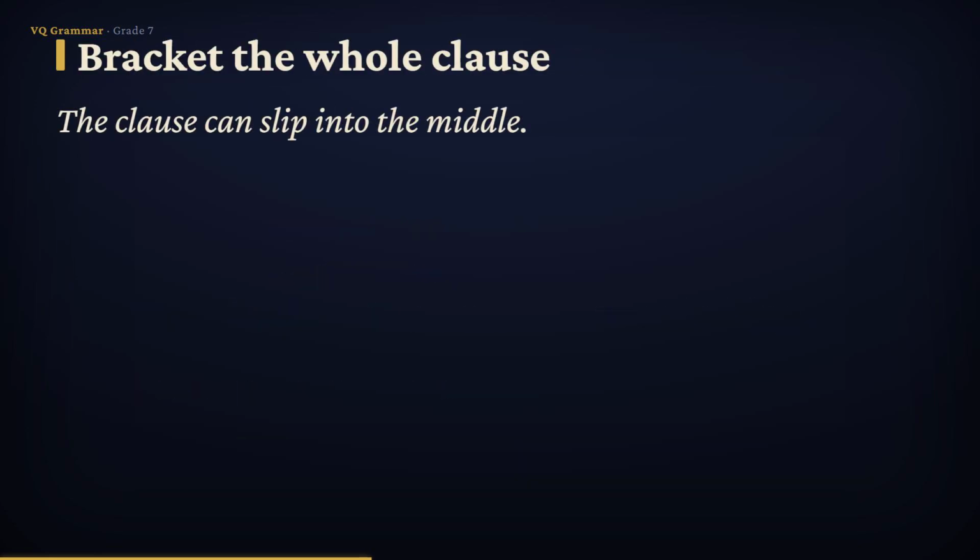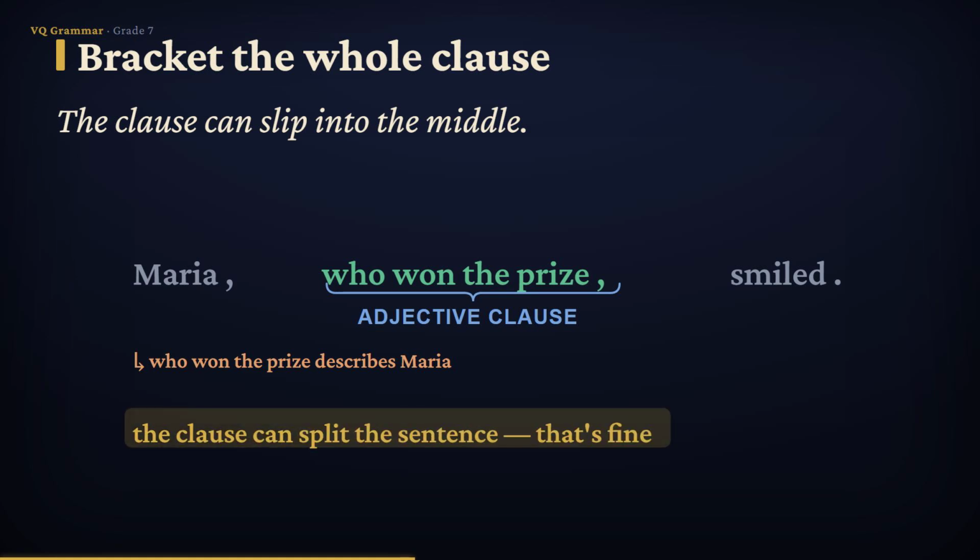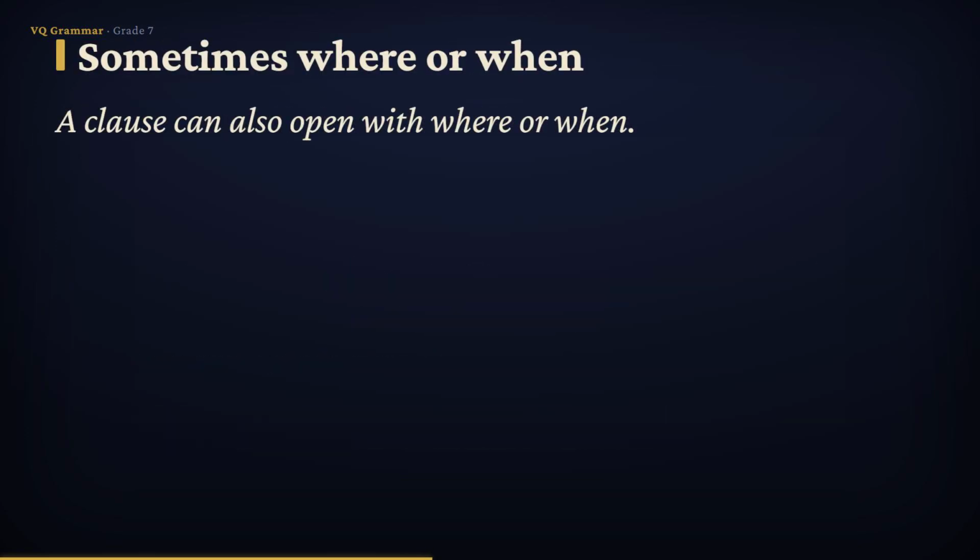Sometimes the clause slips right into the middle of the sentence. Maria, who won the prize, smiled. Here, the whole clause, "who won the prize," describes Maria. It gives us more about her. If we bracket that adjective clause, you can see it clearly as one unit. Notice that the clause can split the sentence in two, and that's perfectly fine, because it's still just describing the noun Maria.